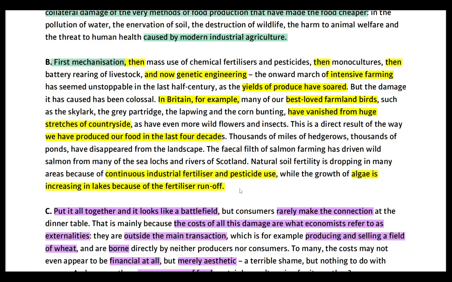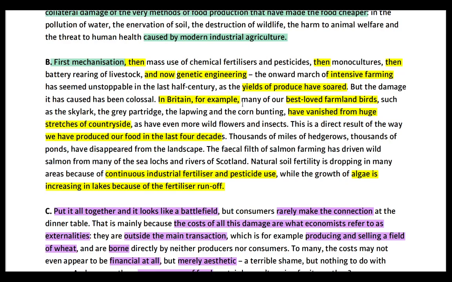Because it's saying that continuous industrial fertilizer and pesticide use, while the growth of algae is increasing in lakes because of the fertilizer runoff. That's number one. And also, thousands of miles of hedgerows, thousands of ponds have disappeared from the landscape. It is saying that because of mechanization, mass use of chemical fertilizers and pesticides, monocultures, battery rearing of livestock, genetic engineering, the onward march of intensive farming has seemed unstoppable in the last half century. And because of that, yields of produce have soared, and the damage it caused has been colossal.